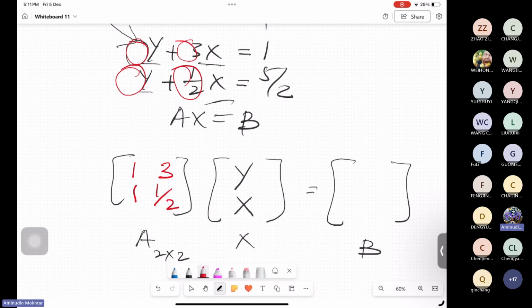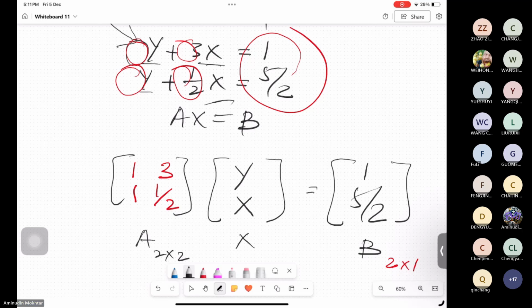And then the last one is about B. B is quite easy. B just lists the intercepts, in other words, all the components without variables. Since there are only two variables, there are two intercepts, so B has the size of 2 rows and 1 column, 2 times 1. The elements of B are 1 and 5 over 2. Again, X has 2 rows and one column only. That's how to transform this equation.